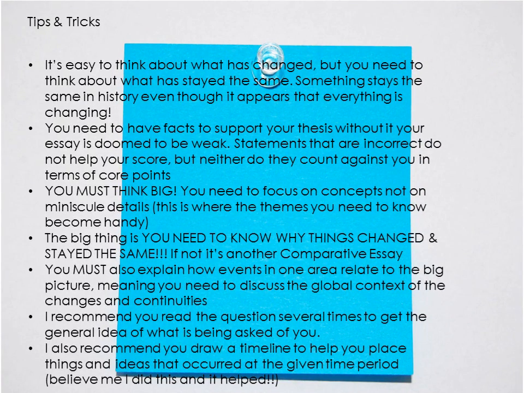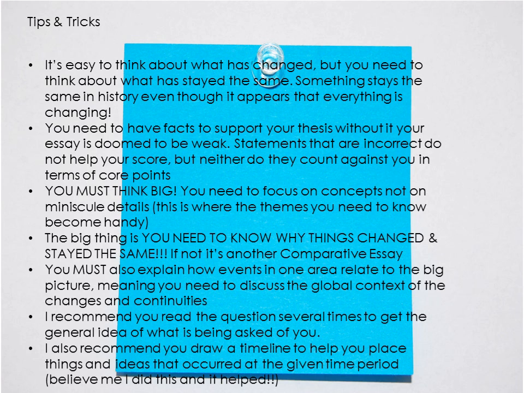So here's some tips and tricks. It's easy to think about what has changed, but you need to think about what has stayed the same. Sometimes something in history stays the same, even though it appears that everything has changed. So in history, it may look like everything's changing rapidly, but there's always something that stays the same. Whether the idea of monarchies or the elite, like someone being better than someone else, that's something that's always going to be staying the same.